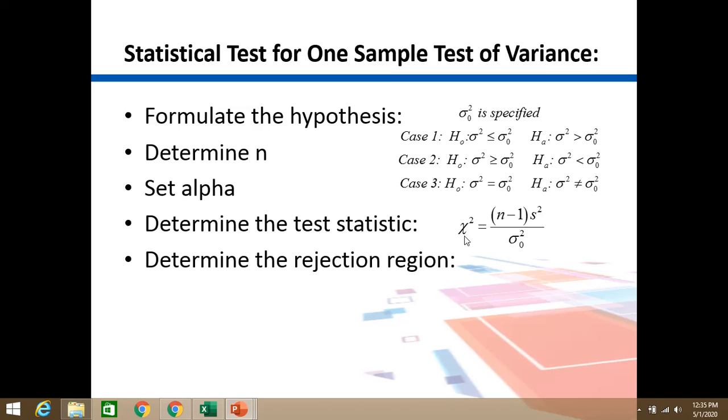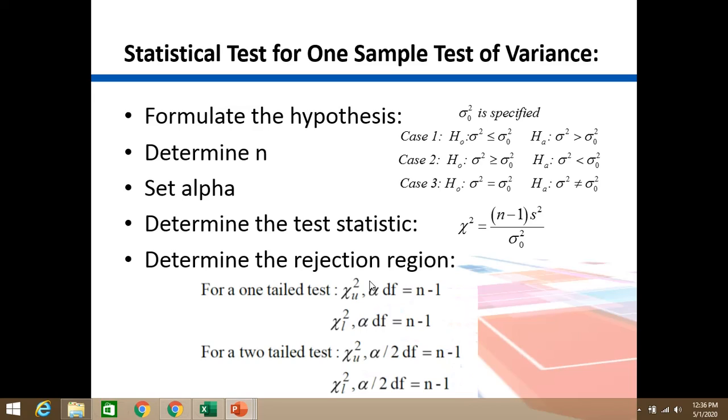We determine the rejection region. We go to this chi-square table for that particular degrees of freedom, which we calculate from n. Based upon that alpha, we look into this chi-square critical. So that is our rejection region. In order to reject the null hypothesis towards the right side, we should have the chi-square calculated greater than the chi-square critical.